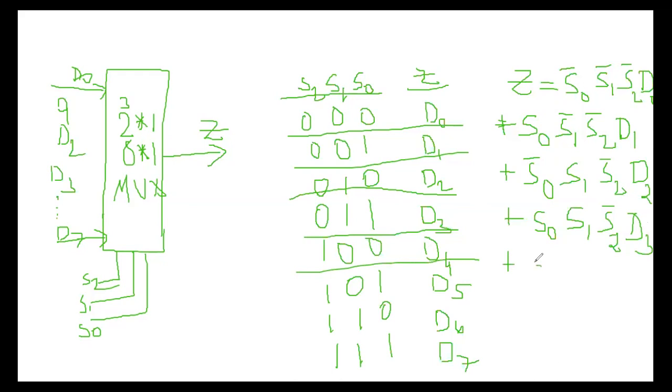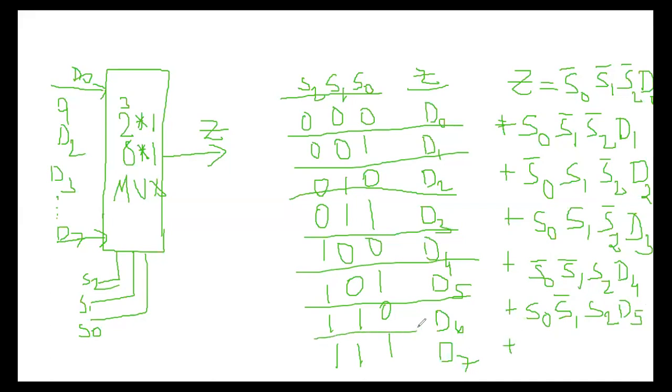Okay. And the next one is the fifth one, plus 100. 100 means S0 is complement value, S1 is also complement value, and the S2 is the D4. Okay, 0100 it is. So plus, again you can see here the D5. So S0 is 1, so S0. S1 is 0, S1 bar, and S2 is 1, so S2, and the D5. Okay.